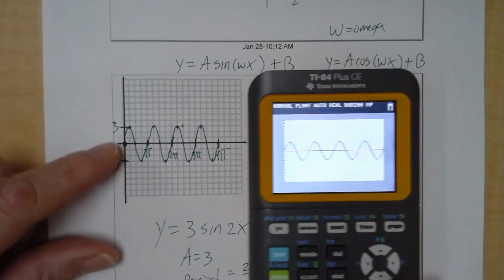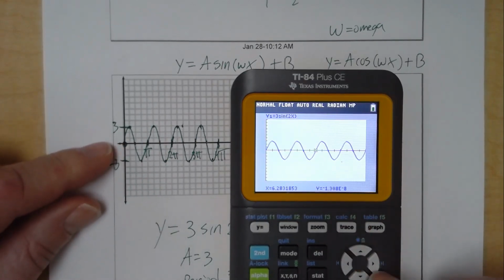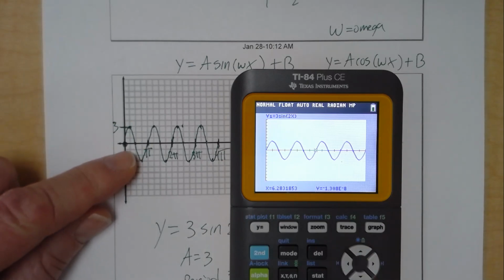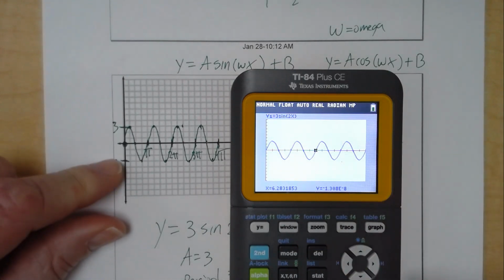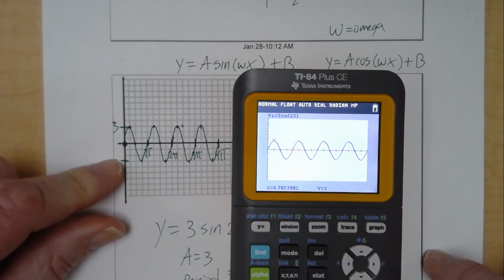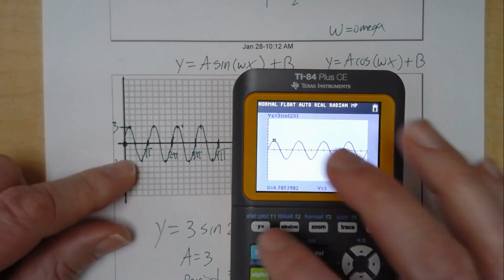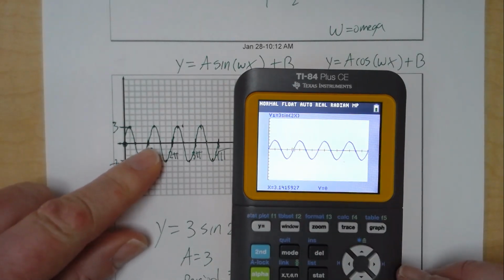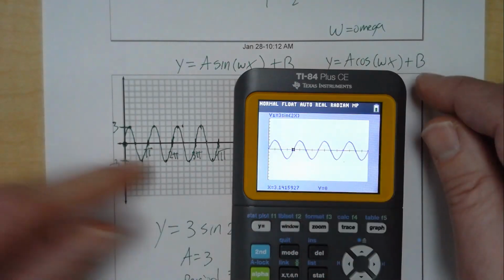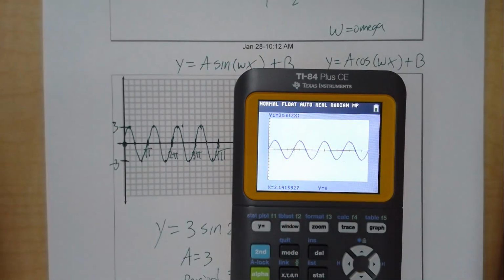All right, does that look like what I have here? Hit the trace key. If I'm at pi over 4, I should be up at 3. So I'm in trace mode, I hit second pi divided by 4, boom, I'm up at 3. If I go to pi, second pi, that should take me to 0. Yep. So there's one complete cycle. And that is done.